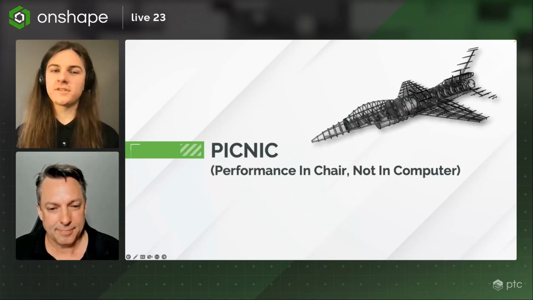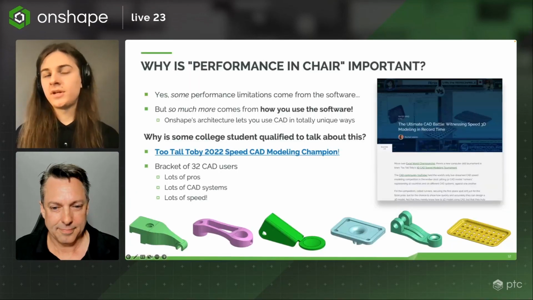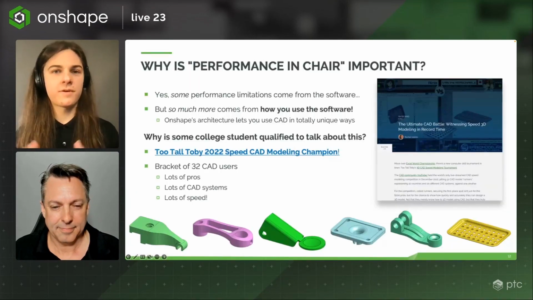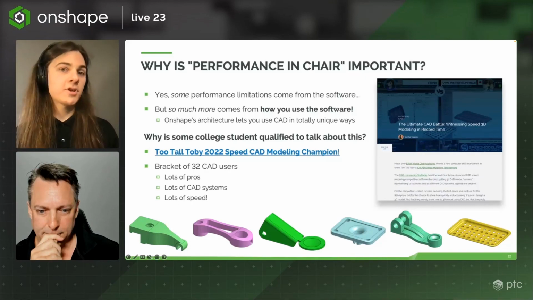I'm going to start with performance and share, not in computer stuff. So this is how to work faster as a user. Now, why is it important to work fast as a user? Well, yes, some performance limitations come from the software you use, but so much more comes from how you use the software. If you were to use Onshape just like your previous CAD system, you'll see okay performance, but Onshape opens up so many windows to much better ways of using CAD that'll be much faster.